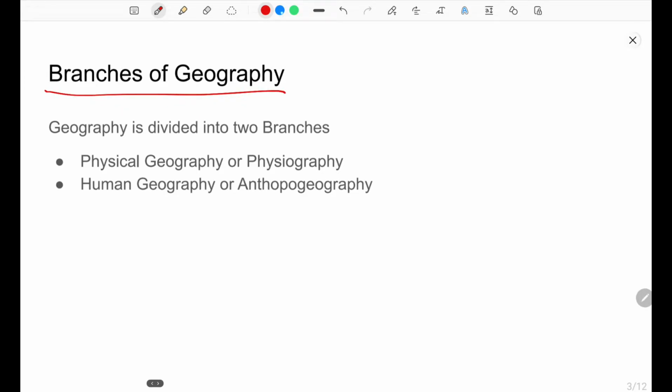Now, what are the branches of geography? Geography is primarily divided into two branches. One is physical geography, the other one is human geography. Physical geography is often referred to as physiography, whereas human geography is also referred to as anthropogeography.